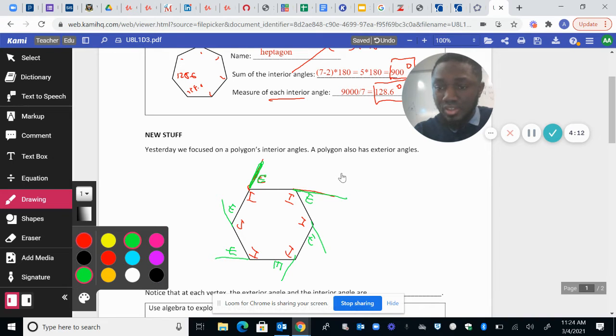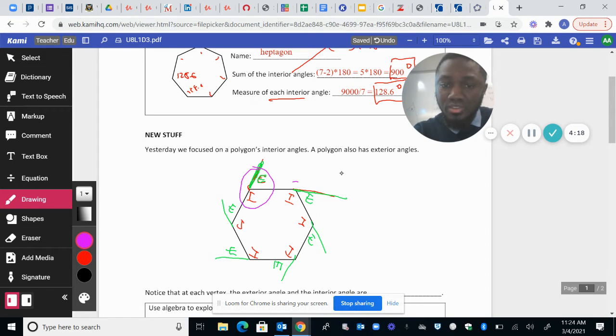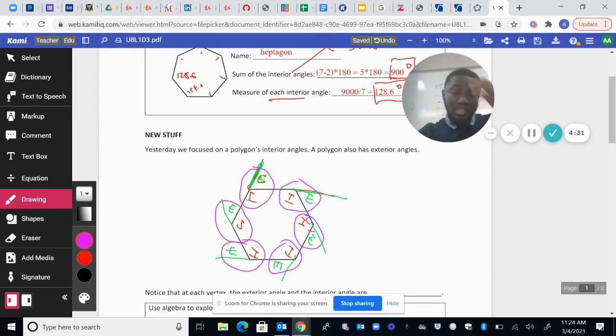Then the sum of these two angles, an interior and an exterior on the same line, they all form a linear pair, and they add up to 180.